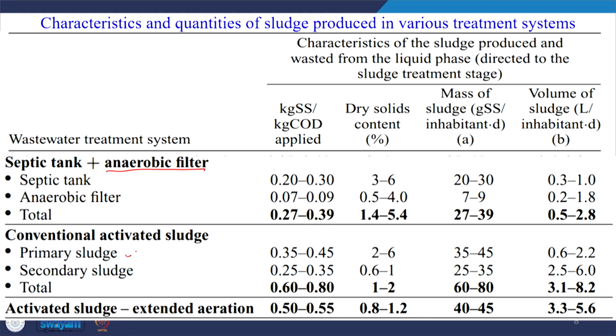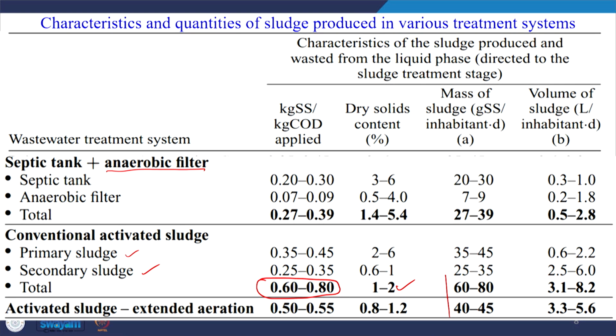So, we have primary sludge, secondary sludge which is produced, and total. We can see that 0.6 to 0.80 kg suspended solid is produced per kg COD which is applied, and that the dry content is less. Per inhabitant calculations also we can perform. From here onwards we are coming to the systems which are at a larger scale.